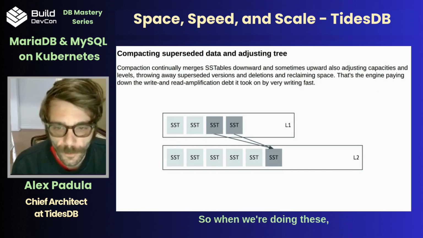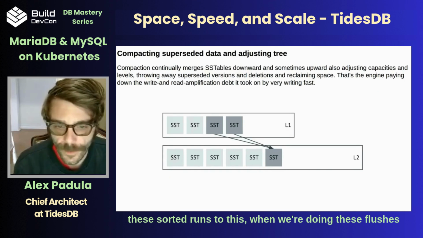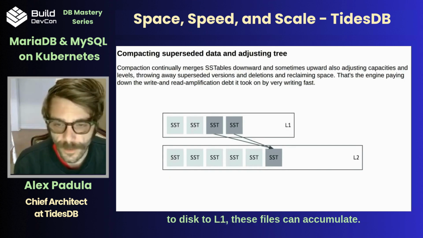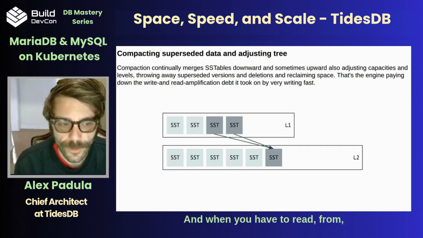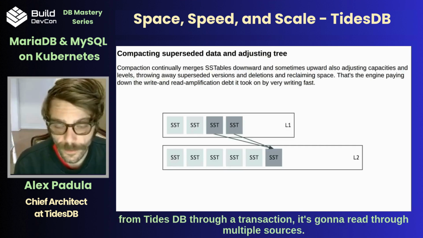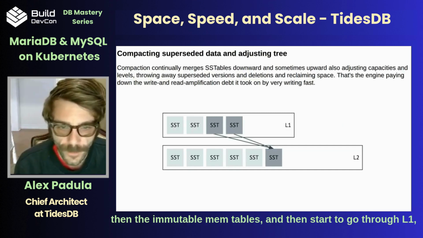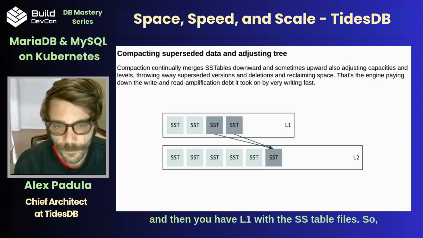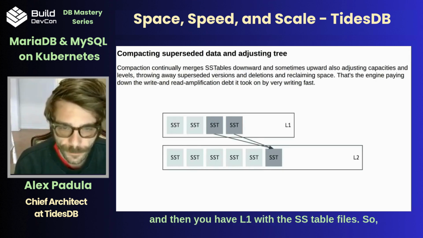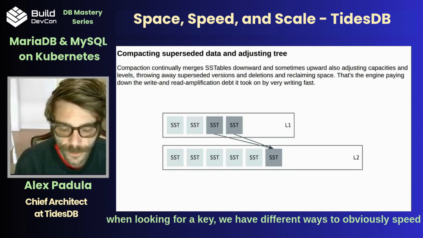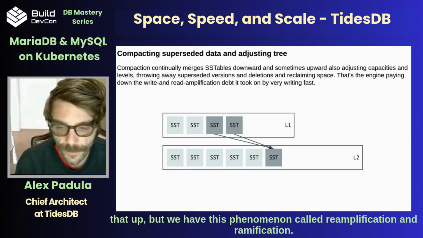So when we're doing these sorted runs to disk, when we're doing these flushes to disk to L1, these files can accumulate. And when you have to read from TidesDB through a transaction, it's going to read through multiple sources. So it's going to obviously read through the active mem table, and then the immutable mem tables, and then start to go through L1, right? So the immutable mem tables would be L0, and then you have L1 with the SS table files. So, when looking for a key, we have different ways to obviously speed that up, but we have this phenomenon called read amplification and write amplification.